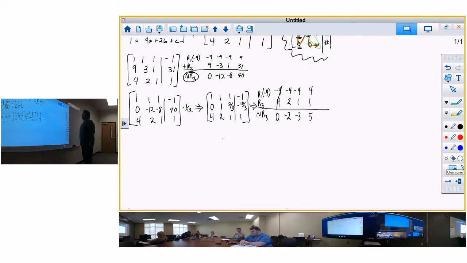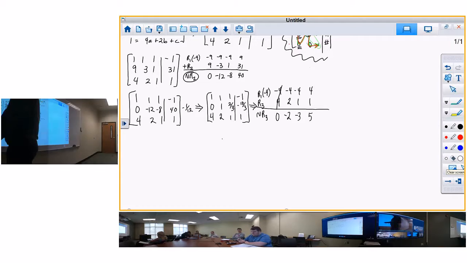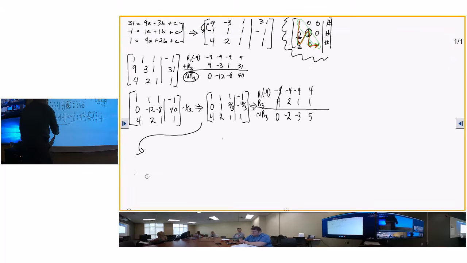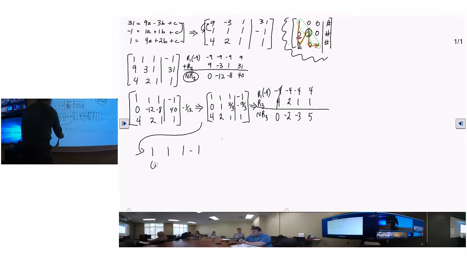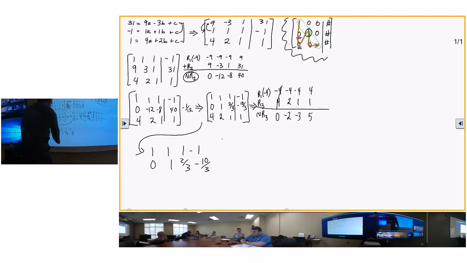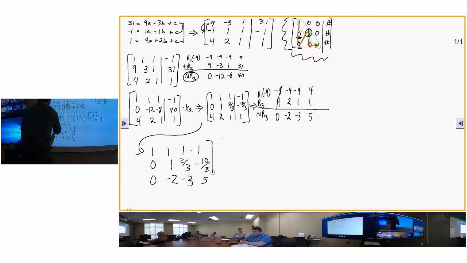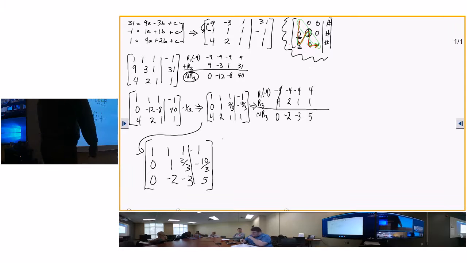All right, so I'm going to go down here, and I'm going to write my new matrix: 1, 1, 1, negative 1; 0, 1, 2/3, and negative 10/3. And then our new row 3 is 0, negative 2, negative 3, and 5. Okay?